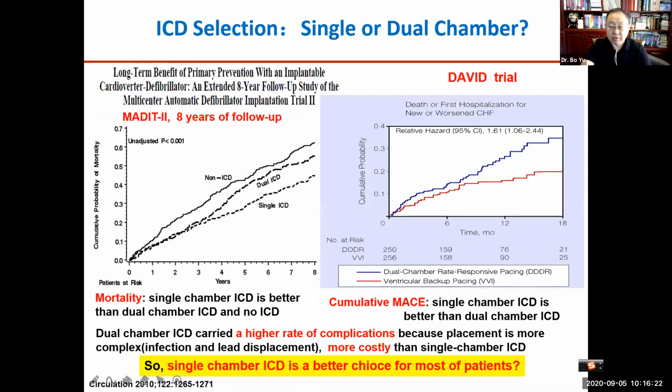For ICD selection, single or dual chamber ICD, are there any differences from two important clinical trials? We know from the MADIT-II trial, with 8 years of follow-up, for mortality the single chamber ICD is better than the dual chamber ICD or non-ICD. Another important clinical trial, the DAVID trial, shows that for cumulative events the single chamber ICD is better than dual chamber ICDs. So a single chamber ICD is a better choice for most patients. A dual chamber ICD sometimes has a higher rate of complication and is more costly. So at this stage, most patients may be considered for a single chamber ICD.